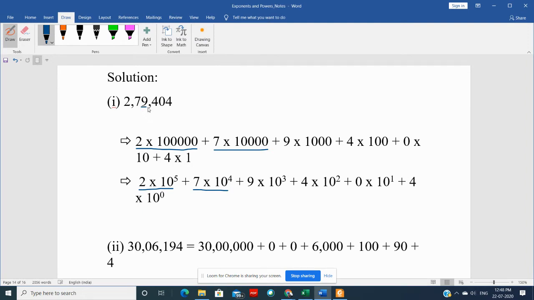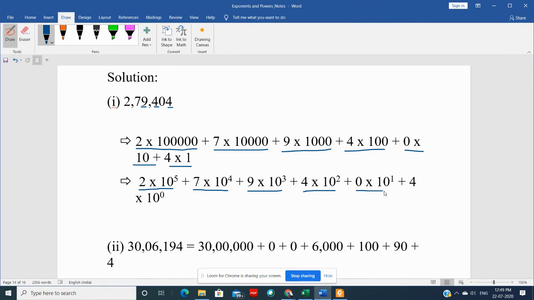This 9 is at the thousands place, so we will do 9 into 1000. In 1000 there are 3 zeros, so basically 9 into 10 cube. This 4 is at the hundreds place, so we will do 4 into 100. In 100 there are 2 zeros, so basically this is 10 square. The 0 is actually only 0, so we don't have to do anything. So this 0 into 10, alright? And it is at tens place, so we will first mention 0 into 10. And this 4 is at the ones place, so 4 into 1 becomes your 4.